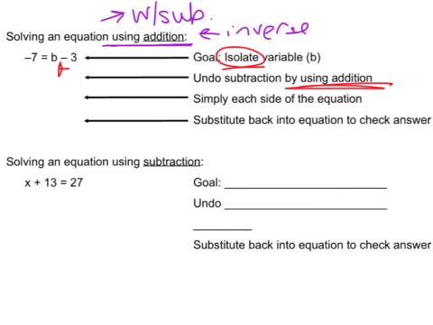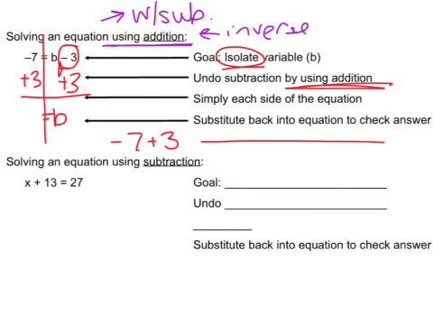And so when we use that addition, we're going to add that value. So because we want to get b alone, we have minus 3, so we're going to add 3 to both sides of our equation. And then on our right side, we have just that b. But then on our left, we have negative 7 plus 3.